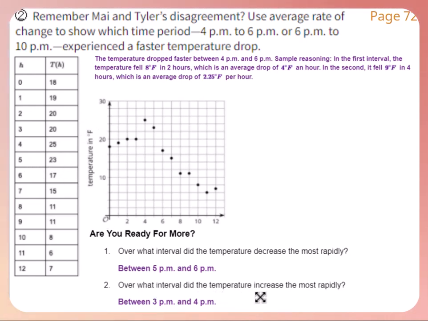Over what interval did the temperature increase most rapidly? So we have to find a point and then another point immediately following in that interval that goes up. So between 3 and 4, I can see it right here, that's when it goes up most rapidly. And you can also go here to the table and calculate the slope.